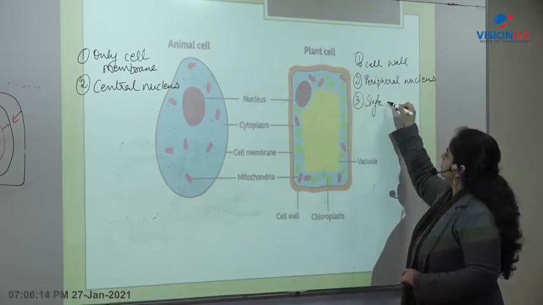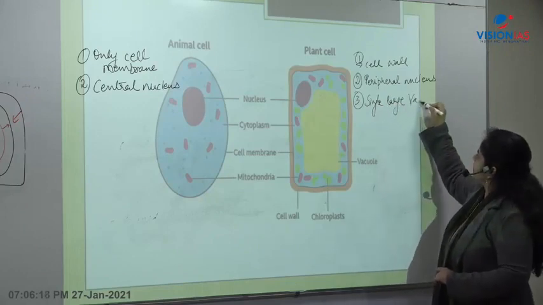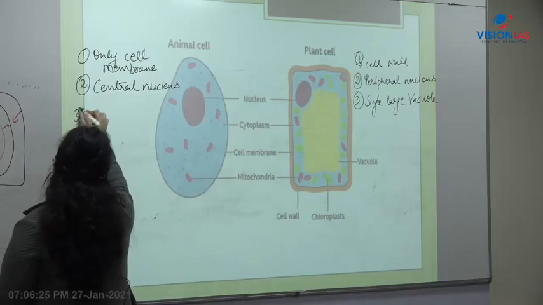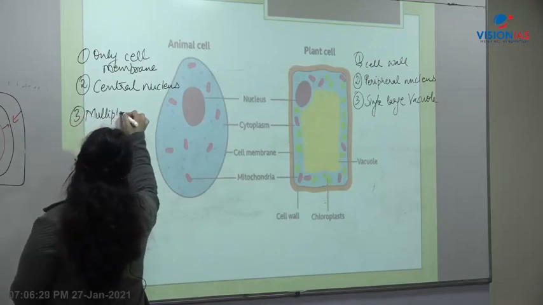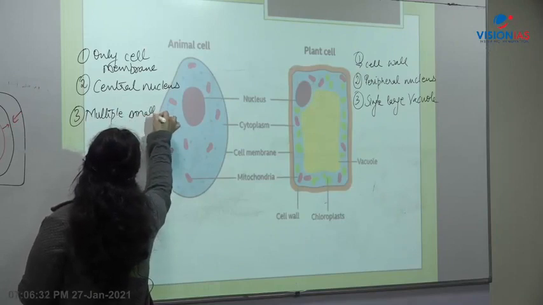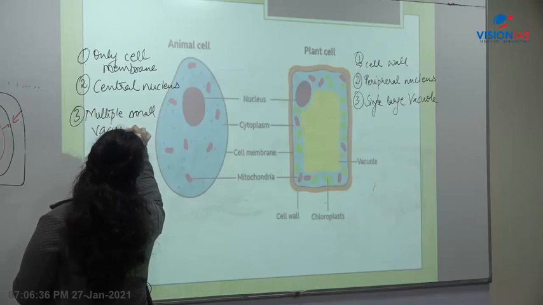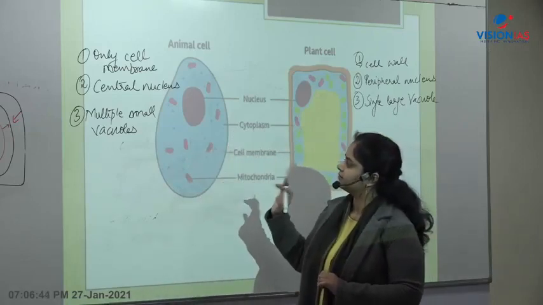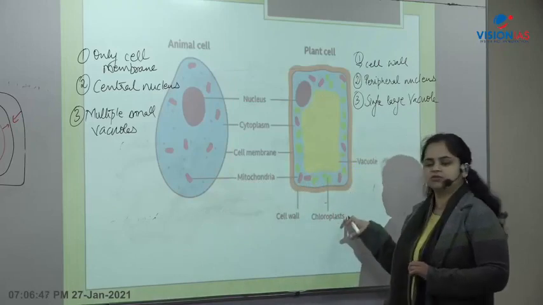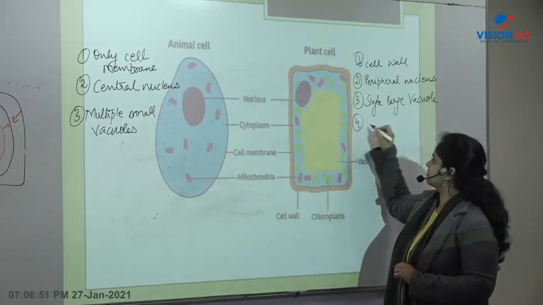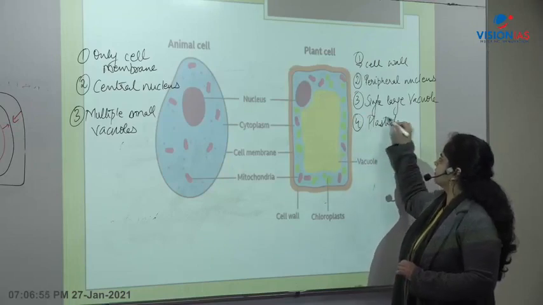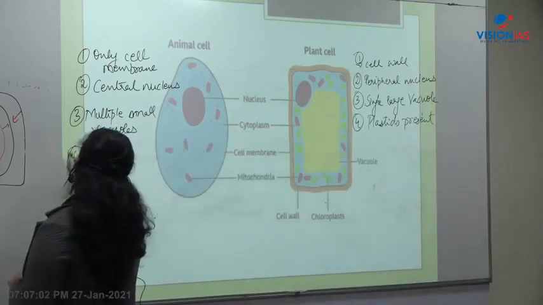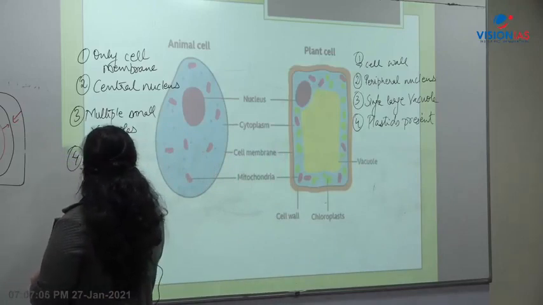Single large vacuole. Please keep writing them. Multiple small vacuoles. Then in the plant cell you have chloroplast or plastids, which are not there in animal cell. Plastids are present, and here you can write down plastids are absent.